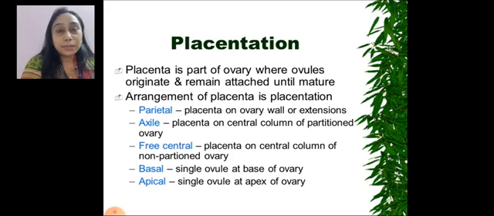Now, the last topic of today's class that we will take is placentation. We know what placenta is. In reference to animals, placenta is a connection between the uterus and the embryo. Similarly, in plants also, the connection between the ovule and the wall of the ovary is the placenta. So placentation is the pattern of connection between the ovule and the wall of the ovary.